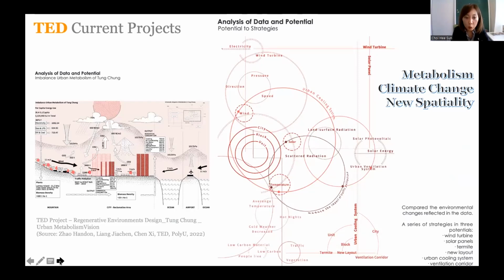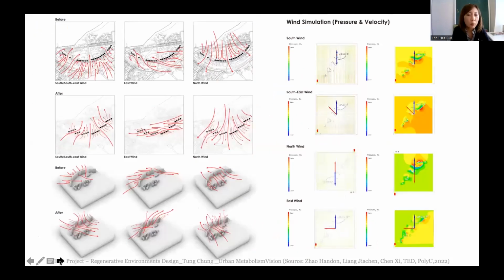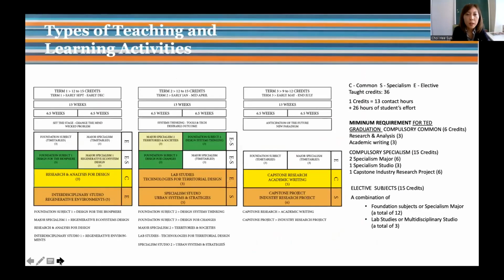Another group looked at the same island, focusing on climate change and new spatiality. That means spatial structure, layout and organization. They developed different skills and tools to evaluate existing resources and materials, such as urban heat, climate change and the different orientations of urban morphology.